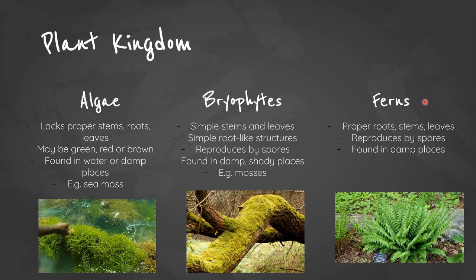The third group we're looking at, ferns. Now, some of you might have seen this around the place. A very popular plant. It has proper roots, proper stems, and proper leaves. And it reproduces by spores as well. And it's also found in damp places. So this is the fern.